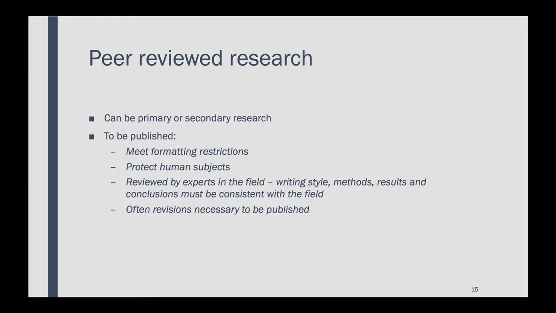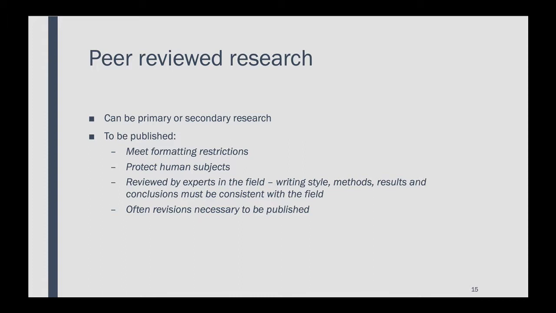So peer-reviewed research can be either primary or secondary research, but to be in these journals, it's often very difficult to get published in some of these journals. Your article would have to meet specific formatting restrictions. They would have to verify that they have protected human subjects. We'll talk more about that in a future presentation.